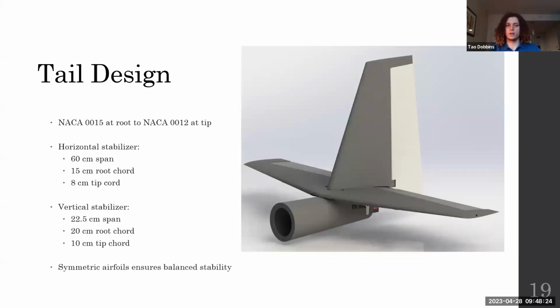Now, here's a render of our tail design. We used a NACA 15 airfoil at the root and NACA 12 at the tip. This resulted in an aspect ratio of 5.2 on the horizontal and an aspect ratio of 1.5 on the vertical. One thing I do want to note is that this is the final design. We did have a couple of designs in the design process, and we will show that coming up.